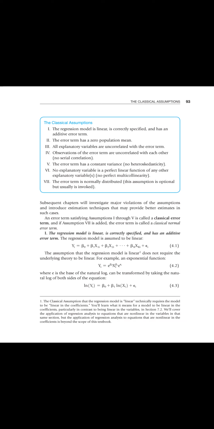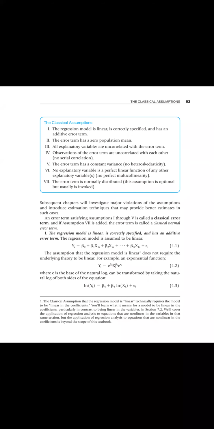So remember, when we speak of correlation, explanatory variables should not be correlated with the error term. Then the observations of the error term should not be correlated with each other. Then the explanatory variables again should not be correlated with each other. And then the error term is normally distributed. This assumption is optional, but usually is invoked. We are going to see that there.